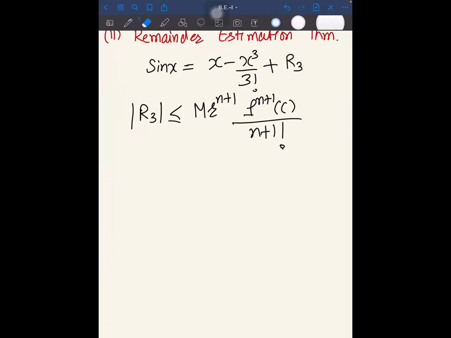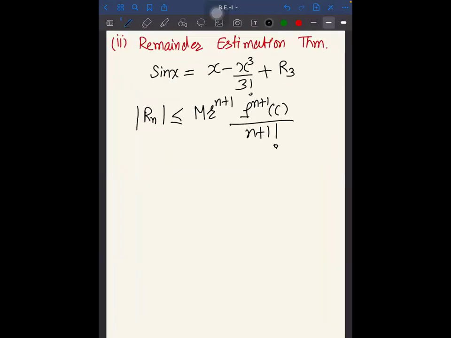Let me call it as Rn, right? That is our formula. So if you take it for R3, then it will become what? M is 1 here, as I've explained. R is 1 here. So 1 times mod Fn.